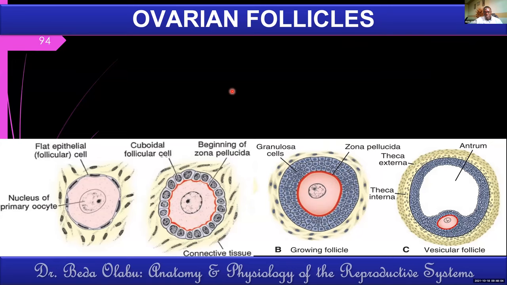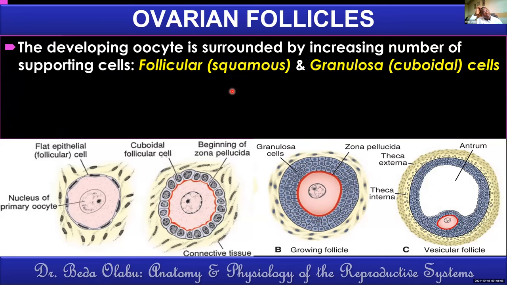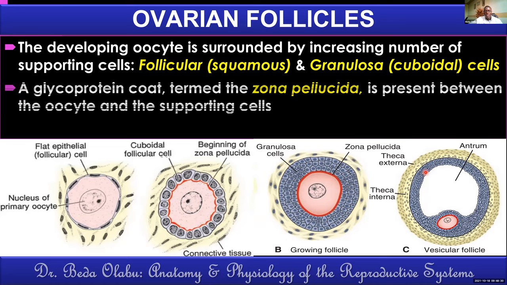So maybe just to familiarize with that, as the oocyte develops, the one that has been recruited, it is surrounded by supporting cells. I've already told you that the term follicular is preferred when they're squamous, and granulosa when they're cuboidal, and especially when they're stratified cuboidal from this stage onwards.